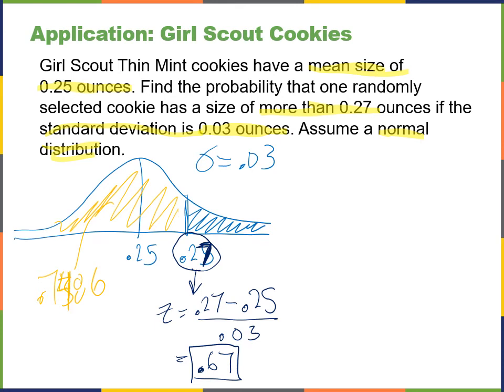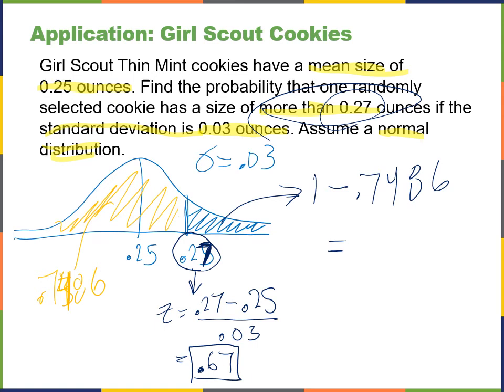So then if I want to find the area to the right, because I want more than, I do 1 minus 0.7486, and the probability that a randomly selected cookie has more than 0.27 ounces would be that difference, 1 minus 0.7486, which brings me to 0.2514. Done.